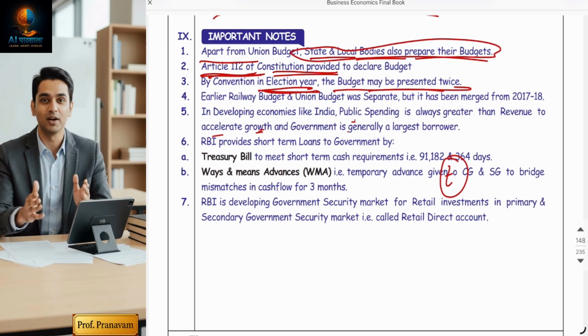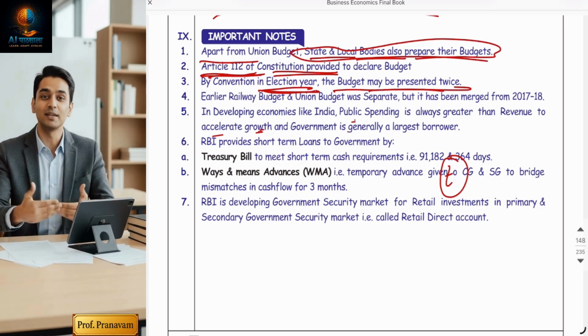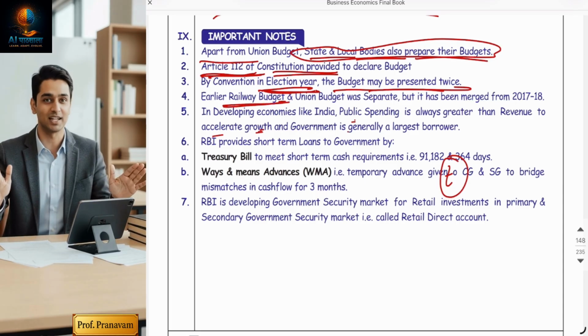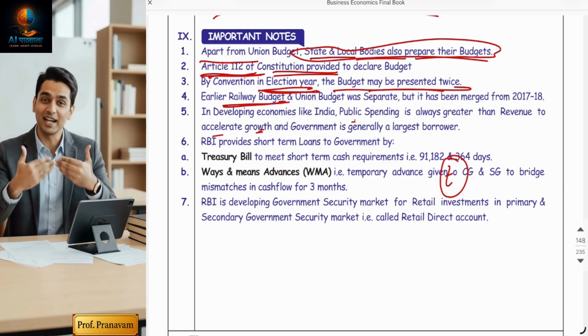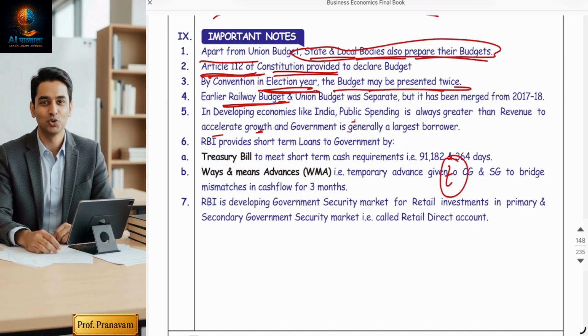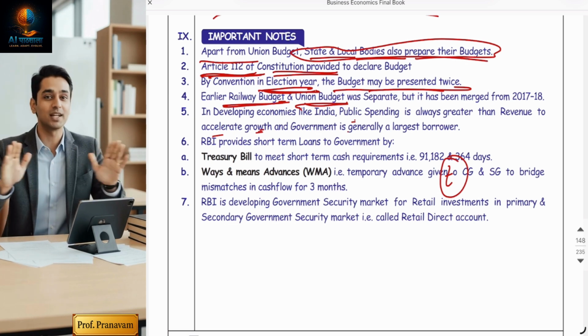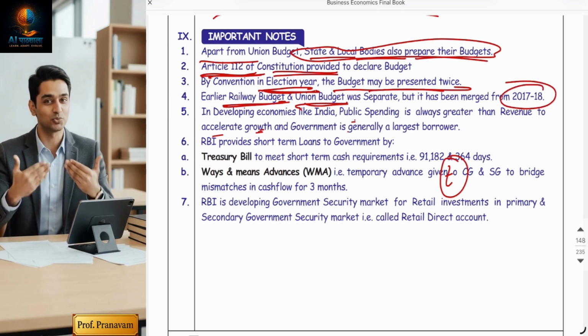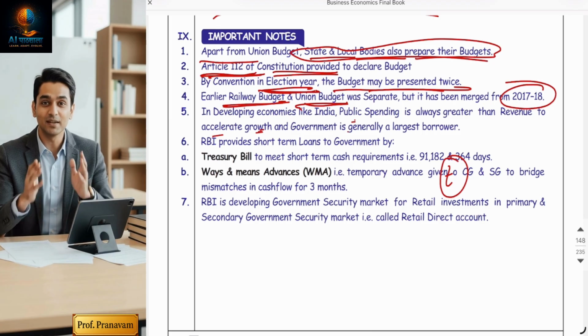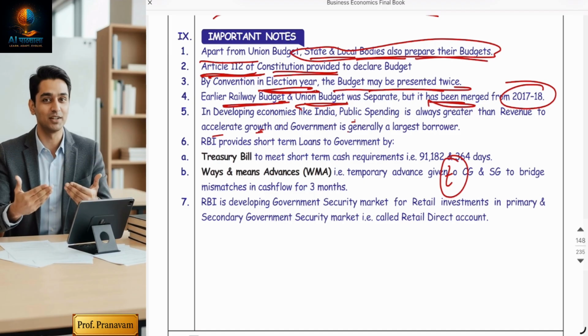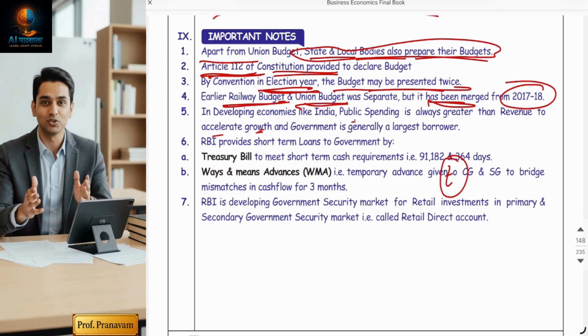Friends, earlier in India, two separate budgets used to be announced. Before 2017, the railway budget used to be declared separately by the railway minister, and the union budget was declared separately by the finance minister. But from 2017-18, both budgets were merged by the BJP, because the railway budget is also an infrastructure budget. Now a single budget is announced in a year, that is the union budget.